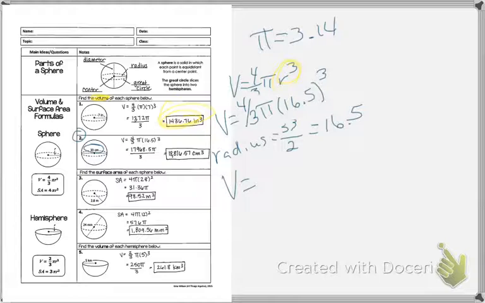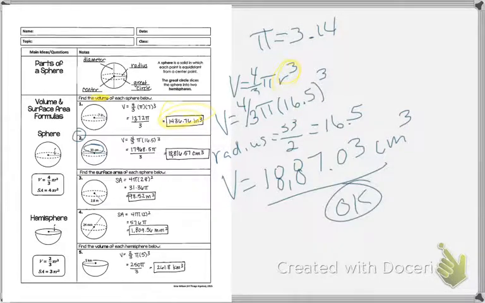so you would have 4/3 times 3.14 times 16.5 to the third power. You would have 18,807.03 centimeters cubed. That would have been okay. 18,807. Forgot the zero. Sorry. So, moving on.